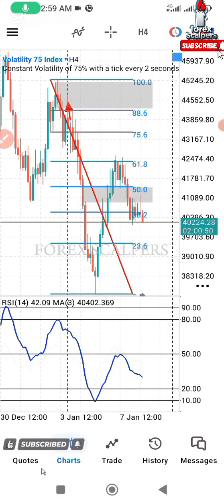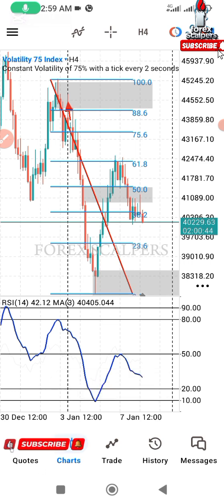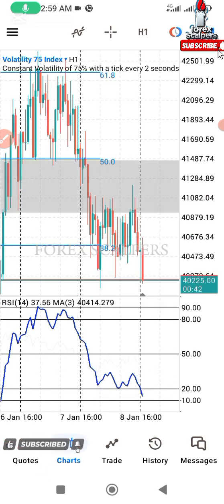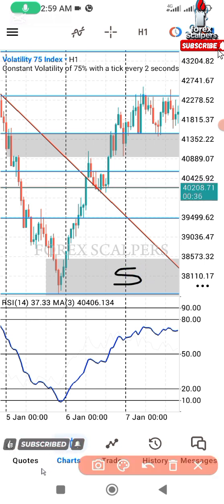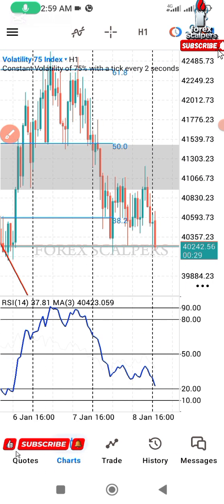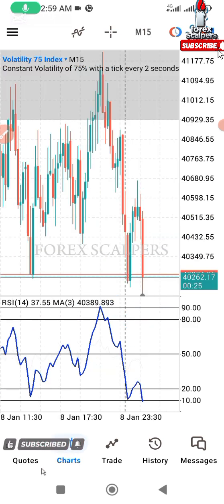For this to be valid, we are looking at this zone. So you can see that we are looking at this zone. This is the support zone we are having. So price should come into this support before we can think of buying to the upside. Otherwise, come to the 15-minute time frame.